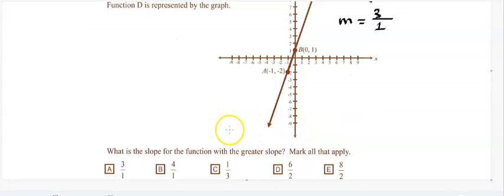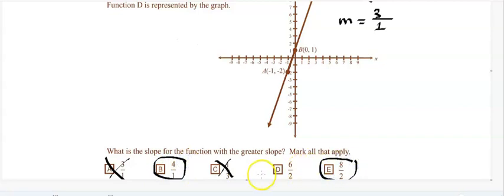You can also do that, but you know that the answer is not going to be what, though? It's not going to be what? So it has to be what? B and E. Yes, that is correct, because 6 over 2 is the same thing as 3. So you know the answer for number 16 is B and E. Good? All right.